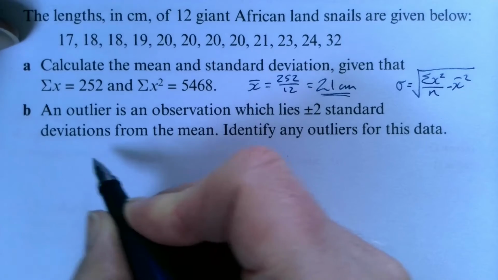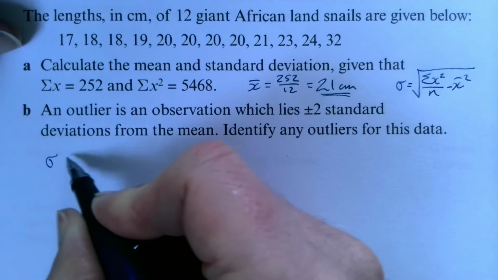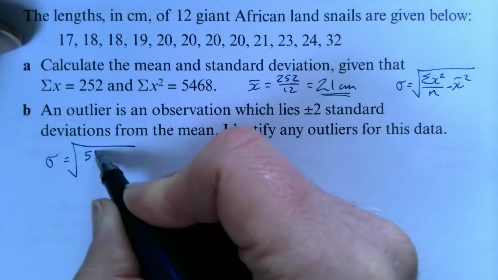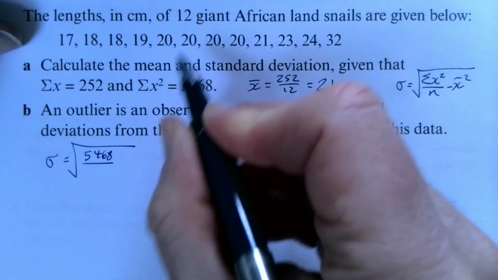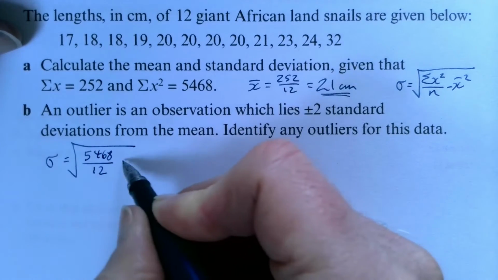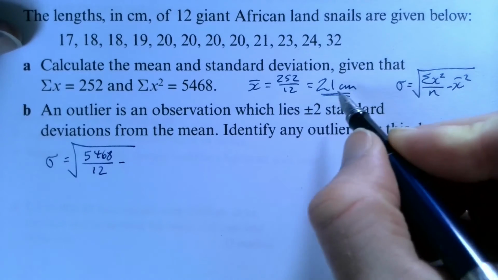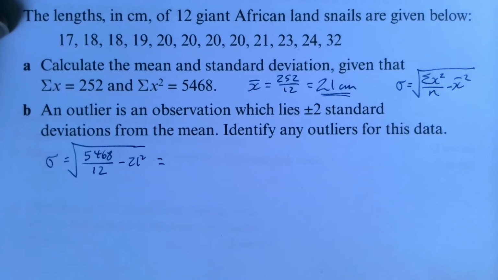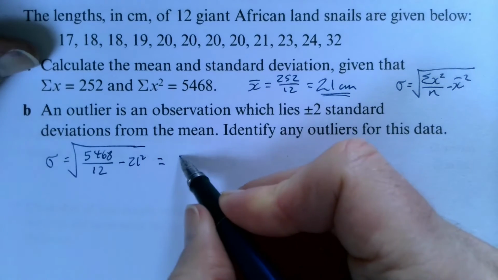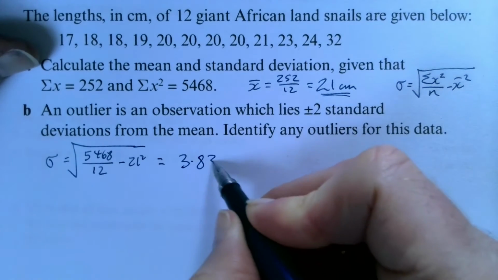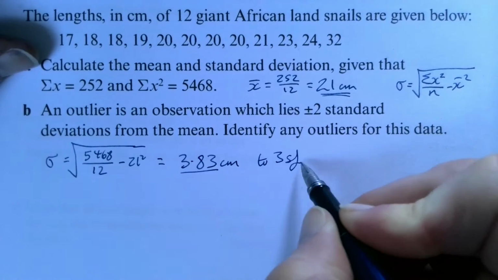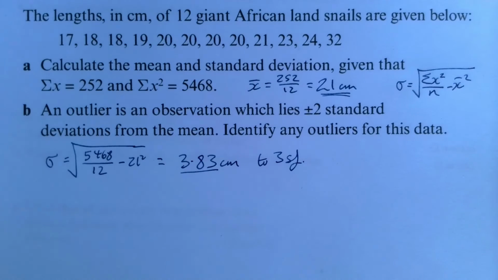So all that's going to mean is, I'll do that down here, we're going to have the square root of 5468 divided by how many snails? 12. Take away our mean squared, whack that into the calculator and round it to 3 significant figures, and you should have 3.83 centimetres.